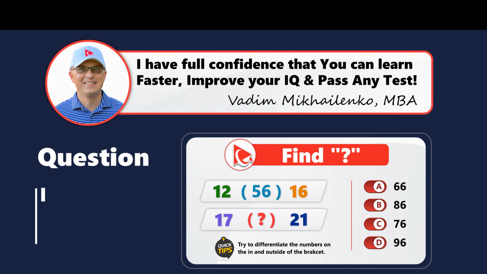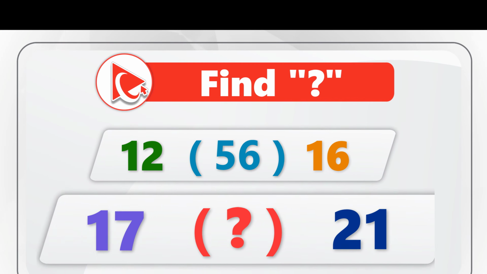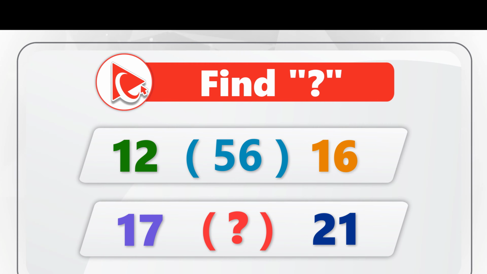Some problems really make you think, and this is one of those challenges. You need to calculate the missing number, and you're presented with 2 rows of numbers. The first row contains numbers 12 and 16 on the outside, and on the inside you have the number 56 in the brackets. The second row contains numbers 17 and 21 on the outside, and then comes the missing number in the middle in the brackets.